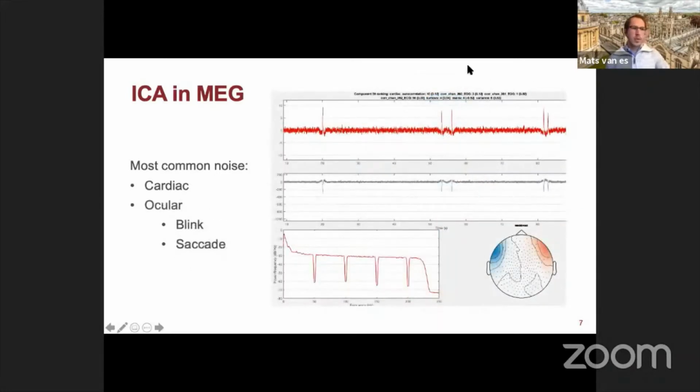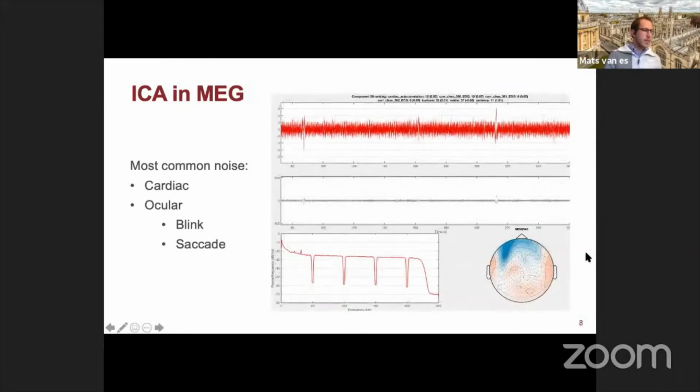A couple more examples of artifactual components that we tend to remove with ICA are ocular components, which are caused by the fact that the eyes are also a dipole. So when we blink our eyes or make a saccade, we are actually rotating a dipole and disturbing the magnetic field, which will end up in the MEG data as well. They can be recognized from these high peaks in the time course. In this case, we're looking at a blink, so we also see this frontal dipolar pattern in the MEG sensor array. And for a saccade, we would see this big activation or weights in the frontal sensors as well.